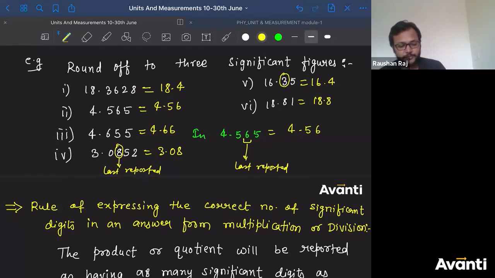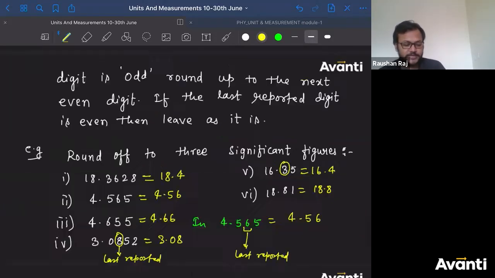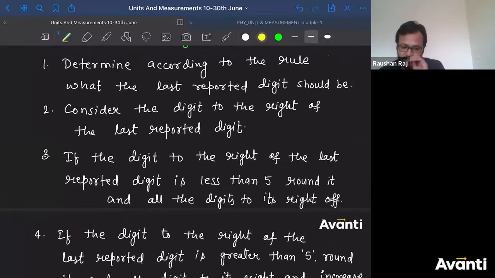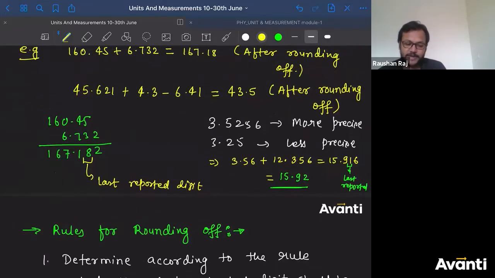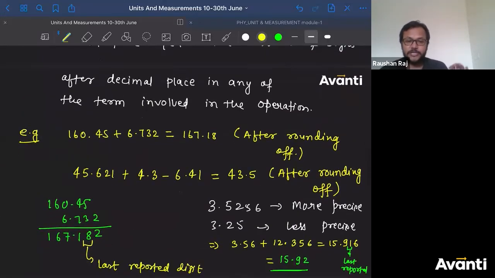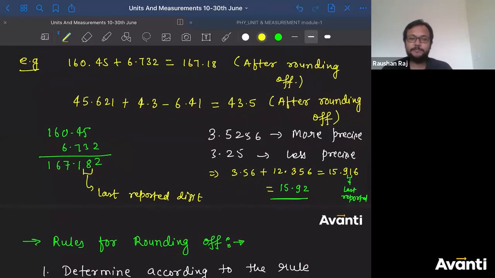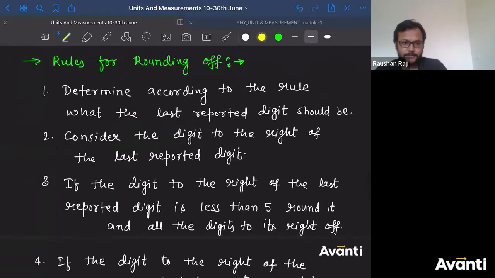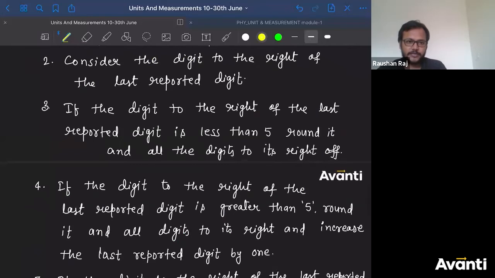The first thing you have to understand is how the resultant of addition or subtraction will come. So the resultant of addition and subtraction will have the least number of decimal places out of the individual terms which have been used in the operation. All right? Very good.